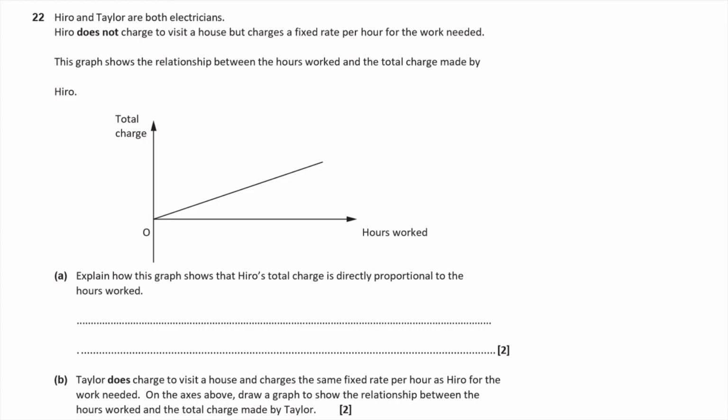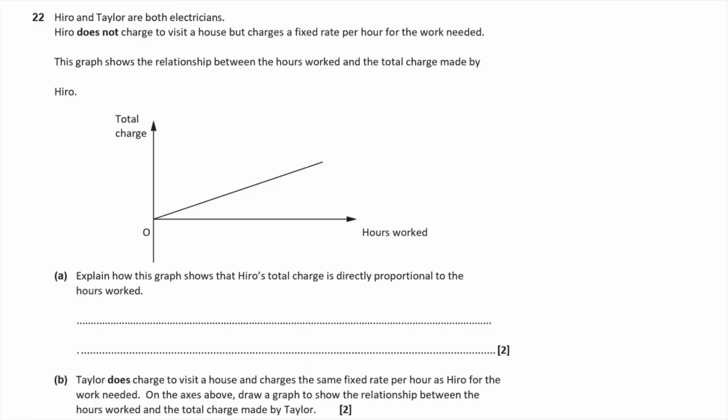Question 22. Hero and Taylor are both electricians. Hero does not charge to visit a house, but charges a fixed rate per hour for the work needed. This graph shows the relationship for the hours worked and the total charge made by Hero. Part A says, explain how this graph shows that Hero's total charge is directly proportional to the hours worked. Okay, well it is directly proportional because it passes through the origin and it's a straight line. So they're the two reasons why it is directly proportional.